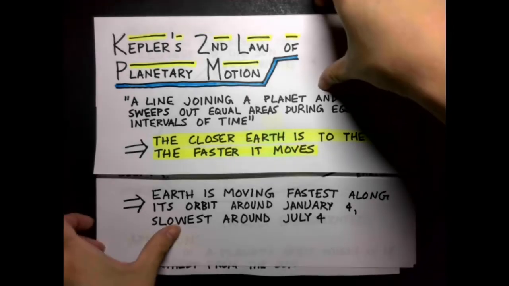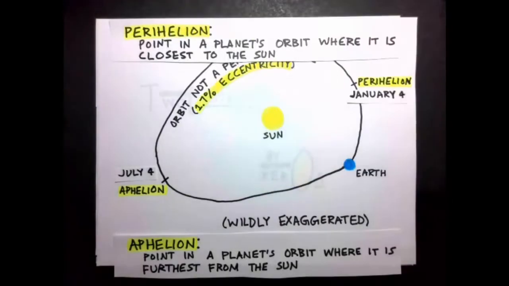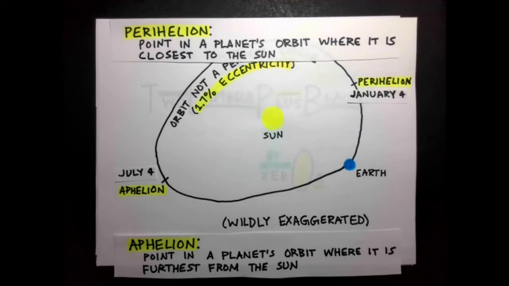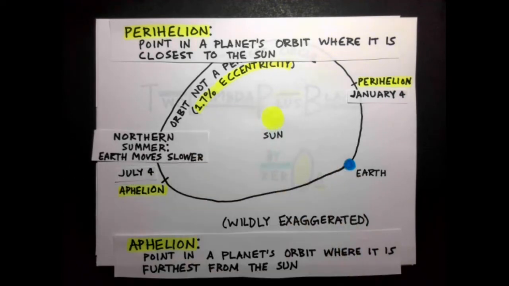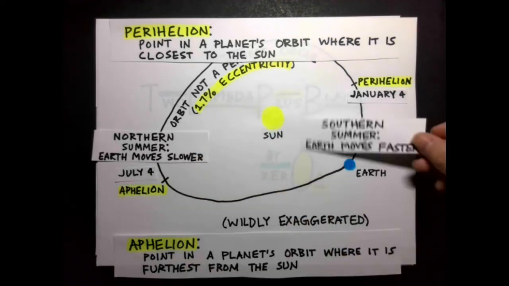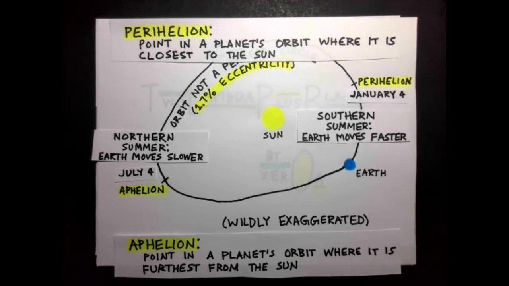But January 4th and July 4th aren't neutral with respect to the placement of the hemisphere's summers. The northern hemisphere's summer is aligned with the part of the Earth's orbit where it is moving slowest, and the southern hemisphere's summer is aligned with the part where it's moving fastest. And the difference between the time spent in these arcs of the Earth's orbit is 4 days.